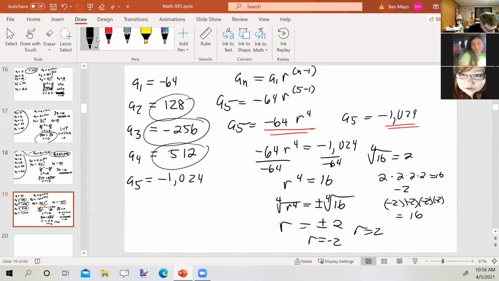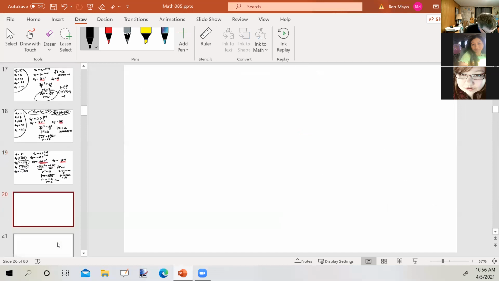Okay, let's take a look at this problem. Find a geometric mean to be inserted in each geometric sequence. It says find the geometric mean, so there's one of them, between 2 and 128. So a sub 1 is 2. We're going to have 1 geometric mean, and a sub 3 is 128. Okay, so we're going to find what a sub 2 is, the geometric mean.